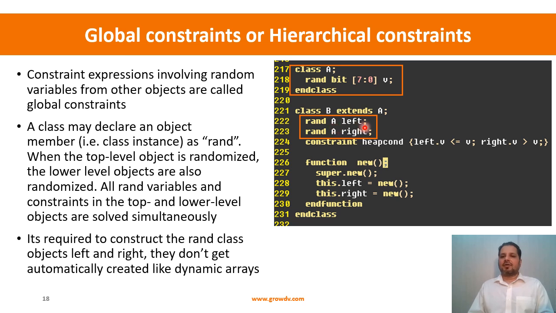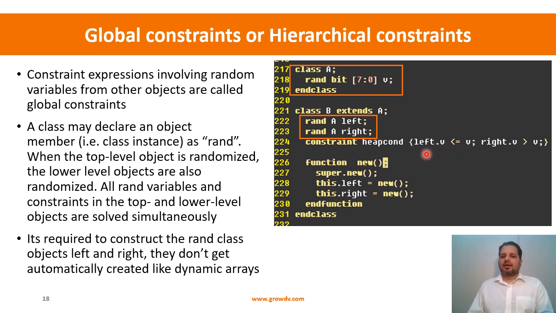So it is a handle we are declaring, rand a left, and the a is of the class data type, and then we are declaring one more node, which is also of a class data type of the type A. And then we are using the variables or properties that are present in that rand class object within the constraints. Okay, so that is what we are doing over here. We are involving the random variables from other objects, which are called global constraints. So this is what is the global constraint.